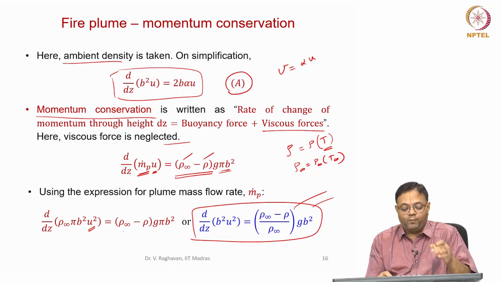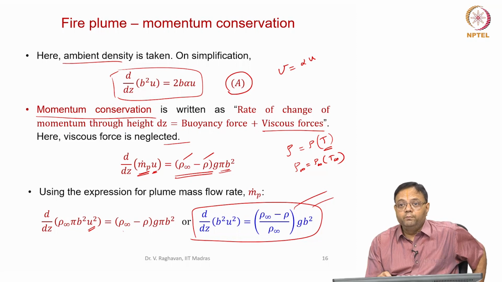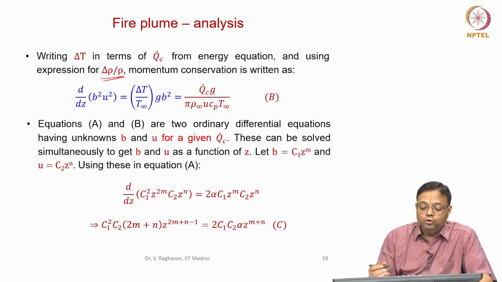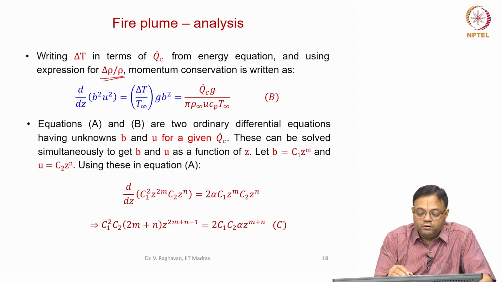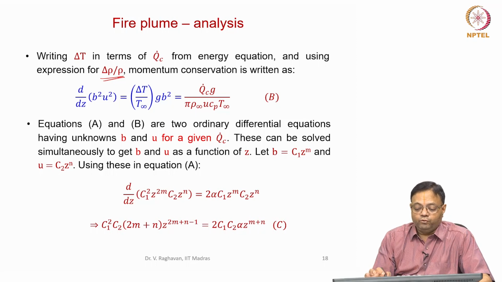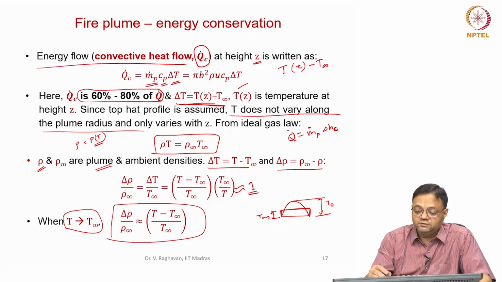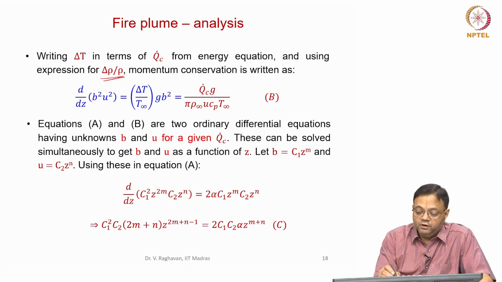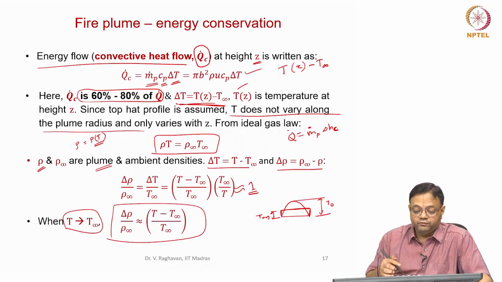Okay, so we write the momentum conservation as d by dz of b square u square equal to rho infinity minus rho by rho infinity into g b square. Now d by dz of b square u square equal to g b square into delta T by T infinity. So now I can write this in terms of Q dot C, going to this balance. Delta T by T infinity, I am writing as Q dot C g from this.